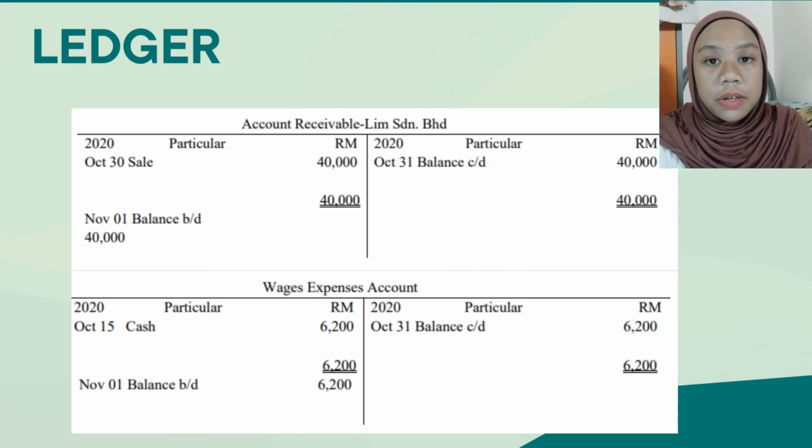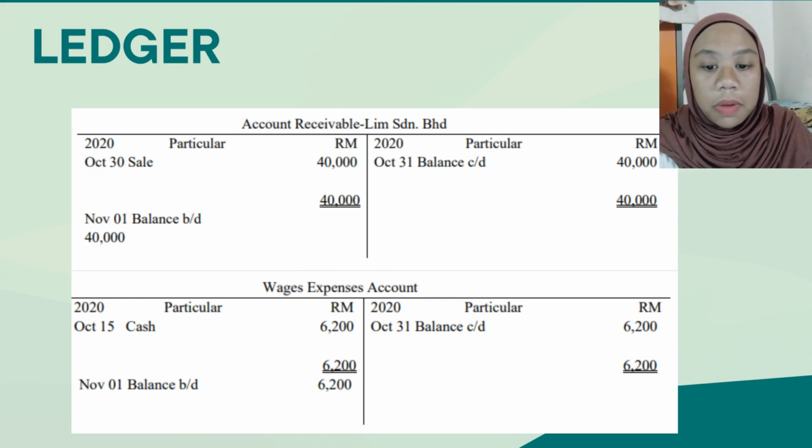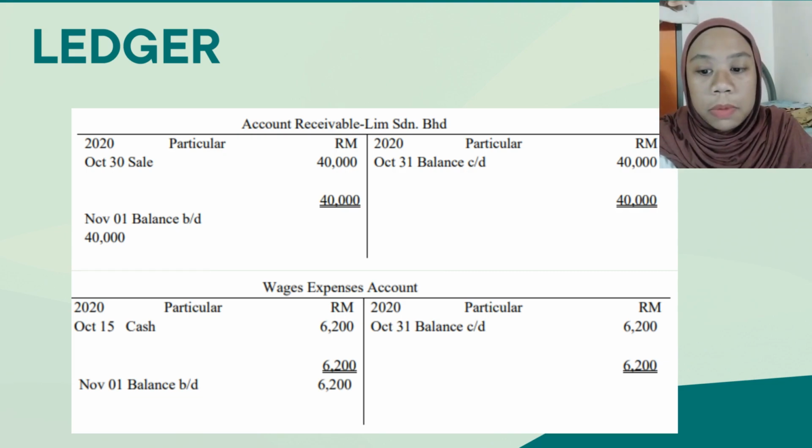Account receivable Lim Sdn Bhd for debit side October 30 sale will be 40,000 and the total will be 40,000. For credit side October 31 balance CD will be 40,000 and the total will be 40,000. Next, November 1 balance BD will be 40,000.